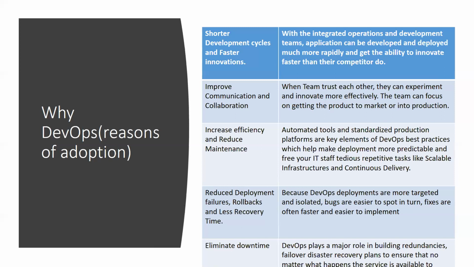Eliminate downtime. So without DevOps, if our server is down or if we want to do some rollback, then we need some hours, or we have some downtime when the application is not available. But with the help of DevOps, because it is all automatic, the rollback process or the implementation process is very fast.